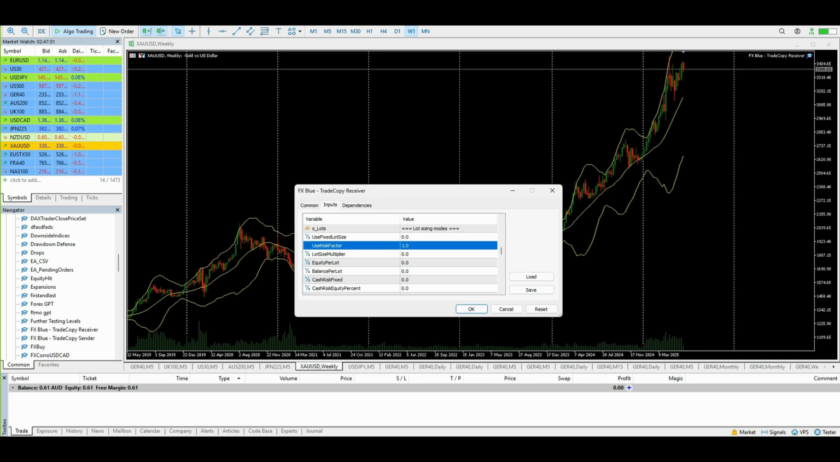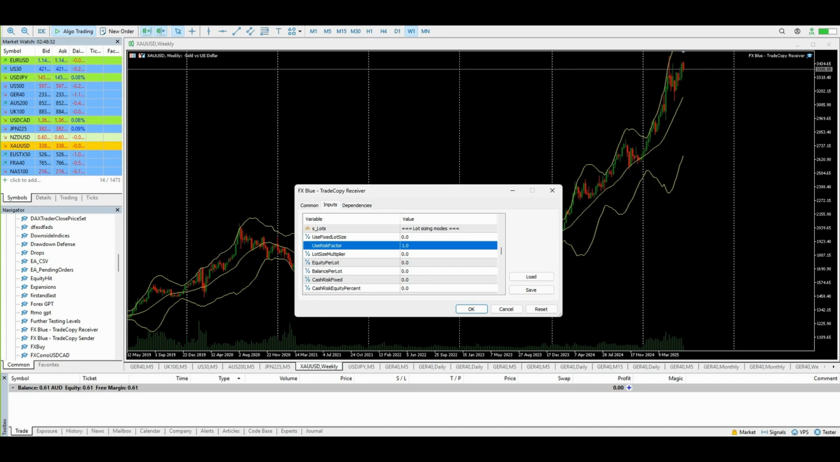The standard setting is use risk factor of 1.0. What that does is it bases the lot size on the receiver side relative to the equity of the two accounts. So for example, if the receiver has 10 times more equity than the sender account, then the lot size would effectively be about 10 times more than the sender has sent you across. So if the sender sent one volume and you've got 10 times more equity and you use risk factor of 1, then you'd have 10 times the volume.